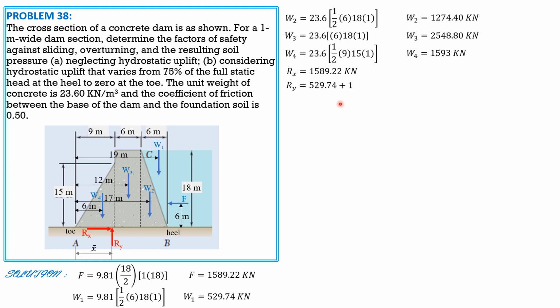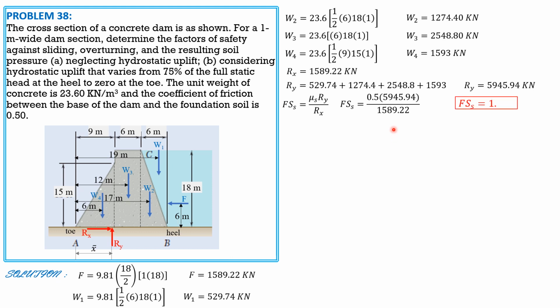Ry is the sum of the weights, so it is equal to 529.74 plus 1274.4 plus 2548.8 plus 1593. So Ry is equal to 5945.94 kilonewtons. Then the factor of safety against sliding is mu Ry over Rx. So the factor of safety against sliding is mu sub s 0.5 times Ry 5945.94 over Rx 1589.22. So the factor of safety against sliding is equal to 1.871.